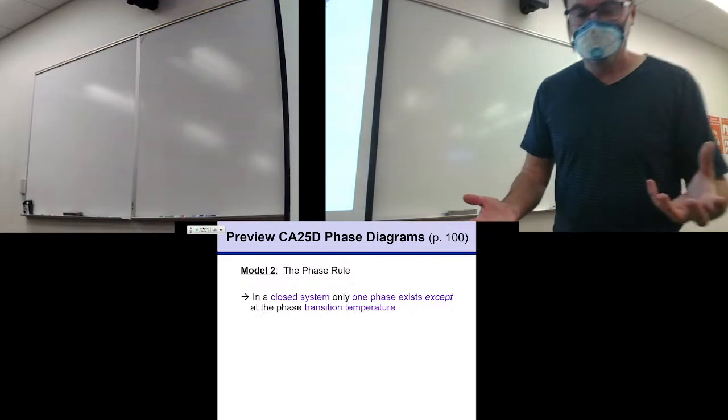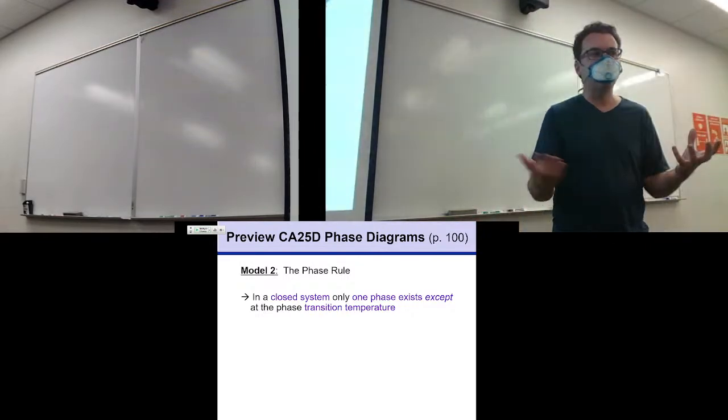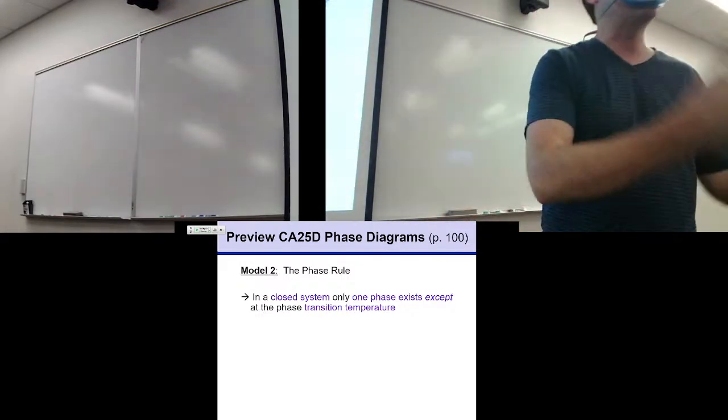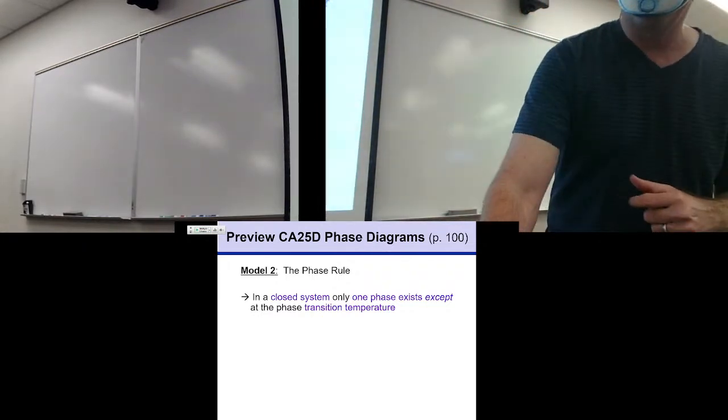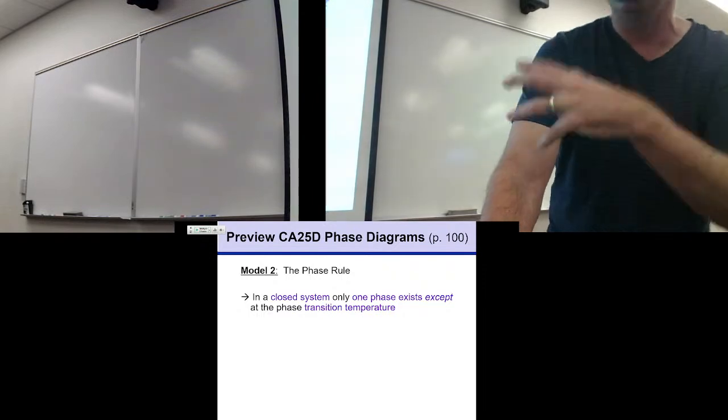In reality, it's very complicated. There's other outside influences that will affect whether something's going to be a solid, liquid, or gas. We're going to treat these as closed systems. Basically, nothing else is going to interfere.